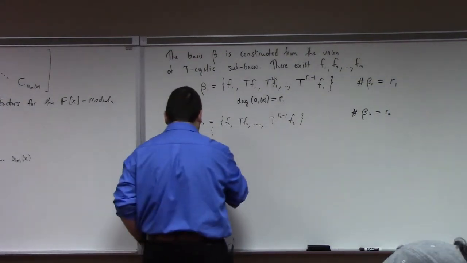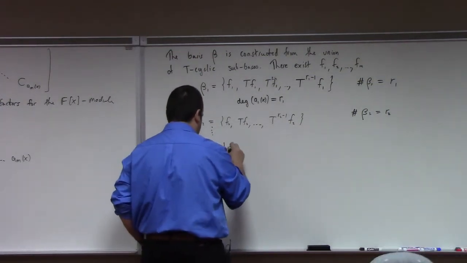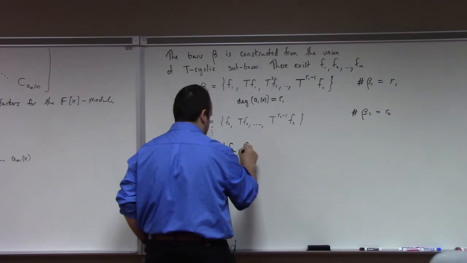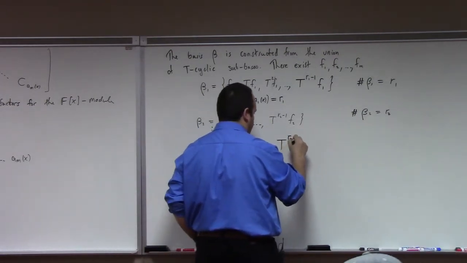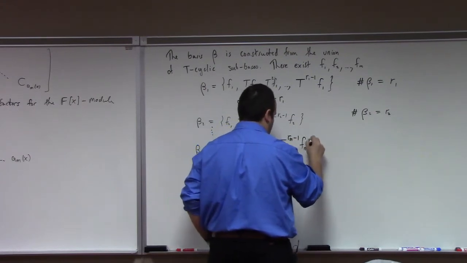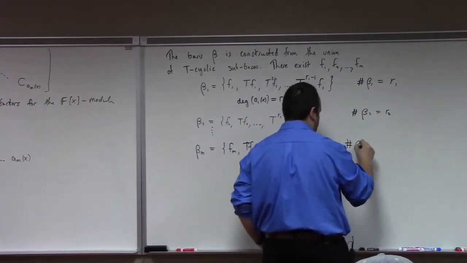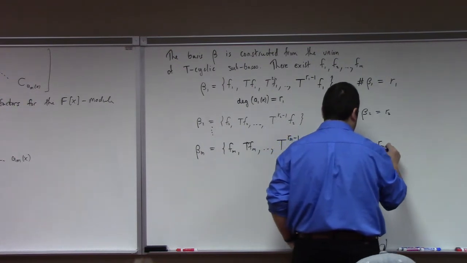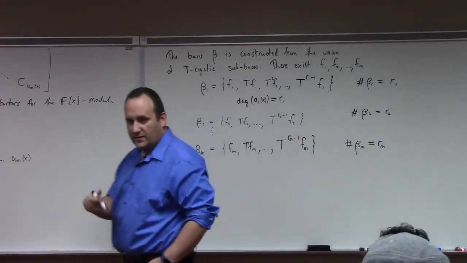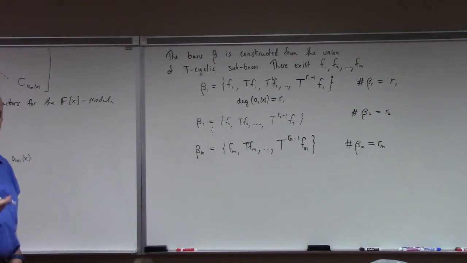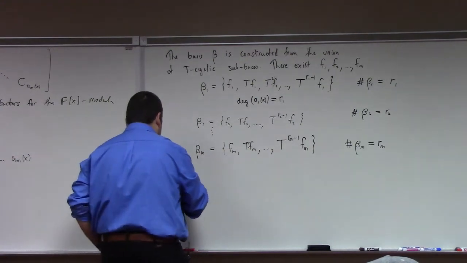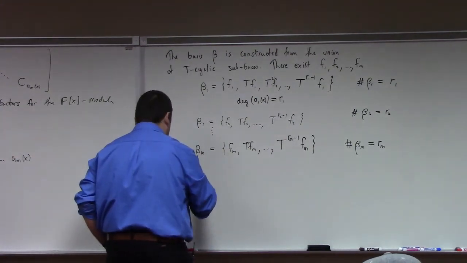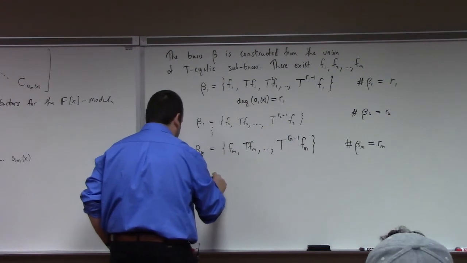Beta M, the last one, is Fm, then T of Fm, up to T to the Rm minus 1 of Fm. The number of things in this is Rm. I'm using R1, R2, Rm as the degrees of the invariant factors, as polynomial degrees. So if you take beta as the ordered union, beta 1 union beta 2, maintaining the order, right?